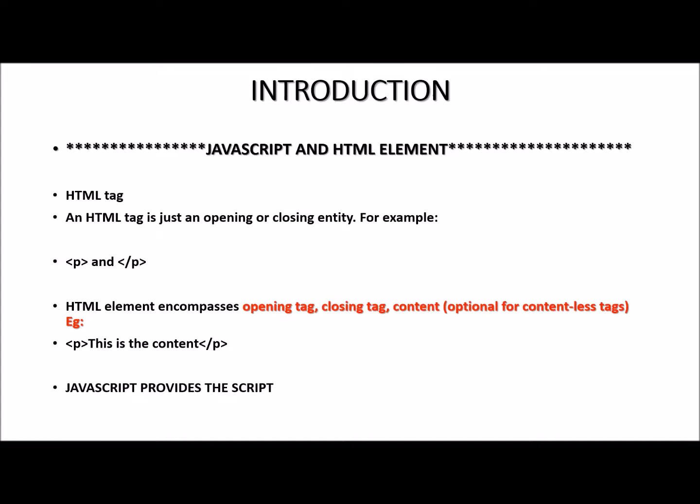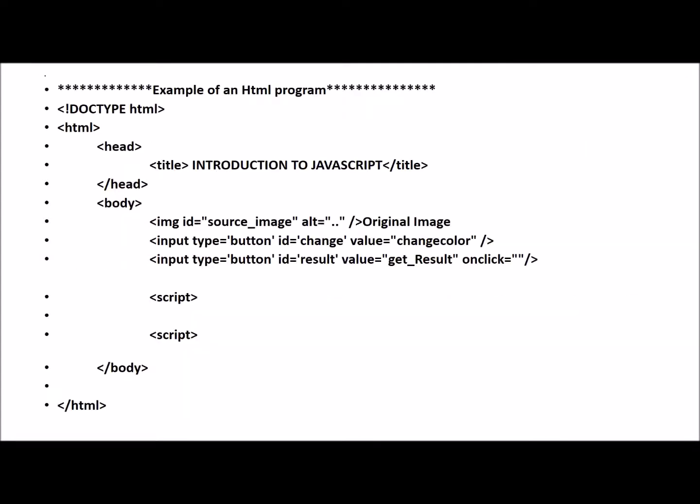Like I said, we have the tags. This is a paragraph tag, the opening paragraph and the closing paragraph. Together, the tag and the content within the tag make up the HTML components. So for you to be able to write a JavaScript program, you should be able to work your way around HTML components, elements and tags, because all the JavaScript code we write is to provide the script, the functions.